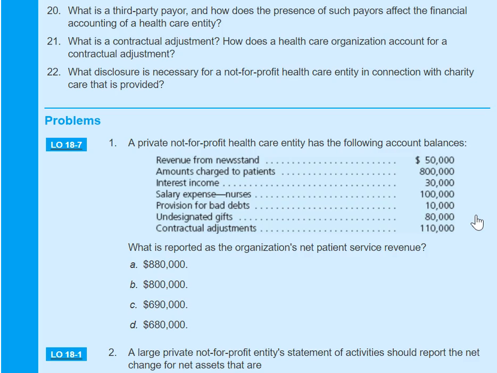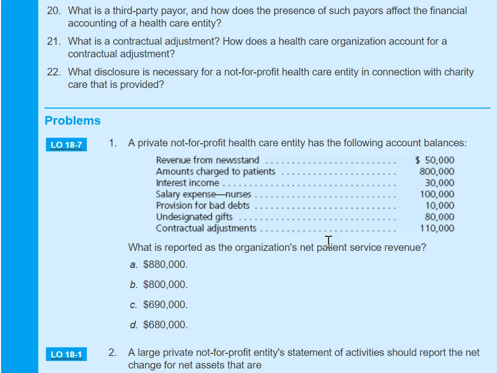Then undesignated gifts. No, it's not related to patient service revenue. And the last one is the contractual adjustments. You need to consider this item here, and that should be deducted from these patient revenues. So what is this contractual adjustments?